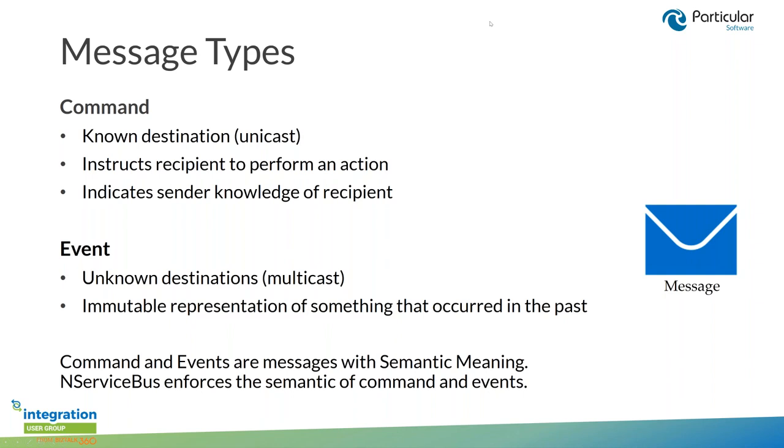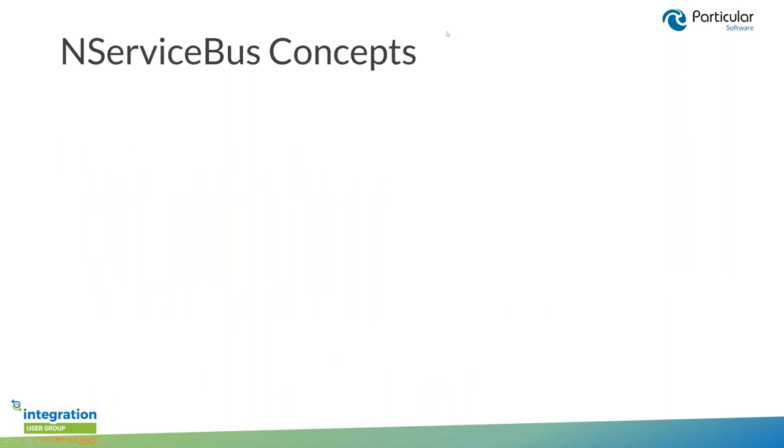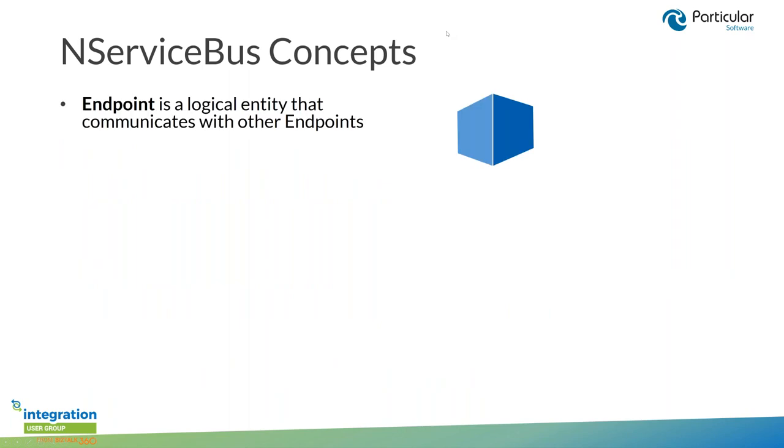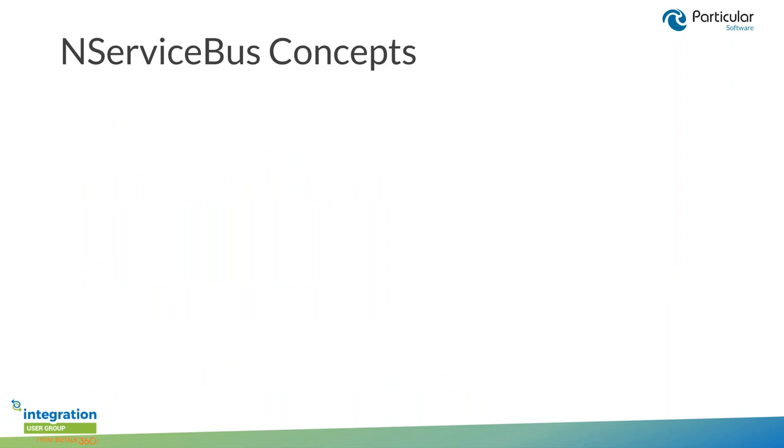Also, the difference is that a command message is processed by a single endpoint or a single process, whereas events can be processed by multiple, and we don't know who those multiple processors are, and hence the decoupling. A few more NServiceBus concepts I would like to bring up: something called an endpoint. An endpoint is a logical entity that communicates with other endpoints, right? And we will talk about endpoints down the road.